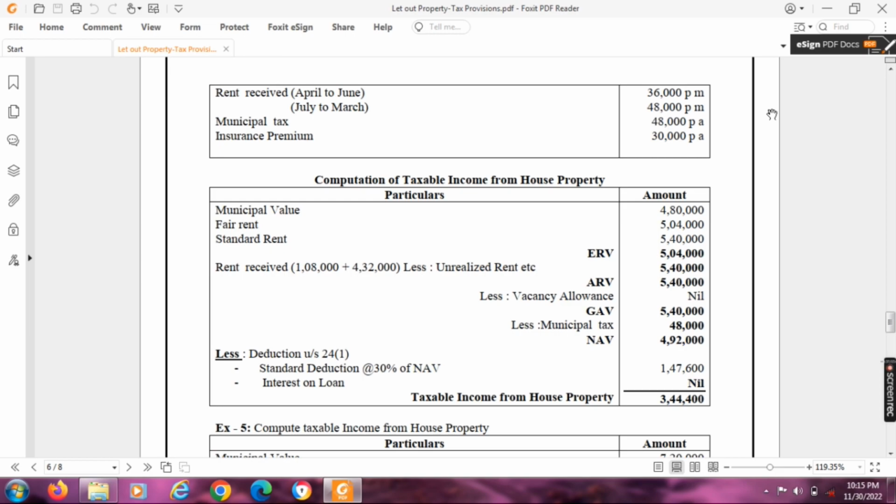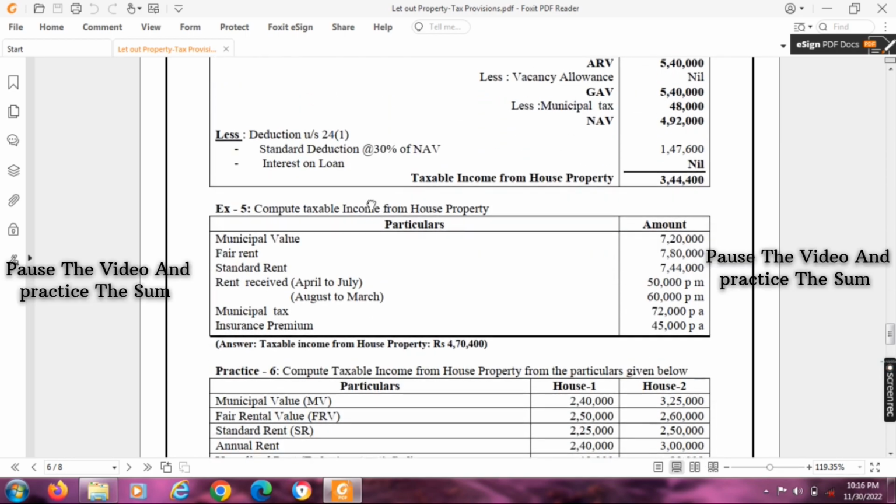From this gross annual value, we can deduct the municipal tax paid by the owner, 48,000. So the balance value is called net annual value. Here we can claim deduction under section 24 clause 1, standard deduction up to 30% of the net annual value, which is permitted by the IT provision. So 4,92,000 at 30%. Any interest on loan, but in this problem, no information about interest on loan. So the balance value is the taxable income from house property. In the same pattern, the listeners can practice exercise 5.